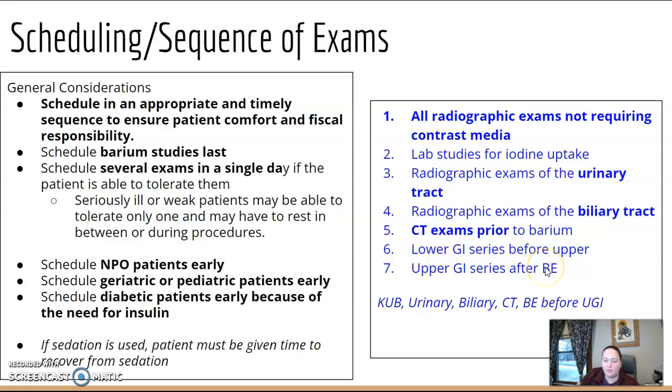Would a patient have all these in one day? Most likely not. But what they're looking for is for you to understand that non-contrast images should go first. So if you have a plain KUB or an ultrasound, those would go first. Exams of the urinary or biliary tract would then go next. A CT, if there's a CT in there, would go next, and then a BE would be done before the upper GI.